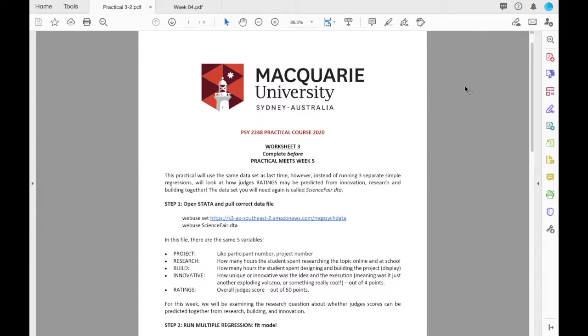And for this worksheet, we're actually using the same exact data set that we did in the last one. So, whereas with the last practical, the research question asked if we can predict judge ratings from these three variables separately, in this practical, the research question is asking if we can predict ratings from these three variables together. So that's a really key word to know that we'll be considering multiple regression for these data.